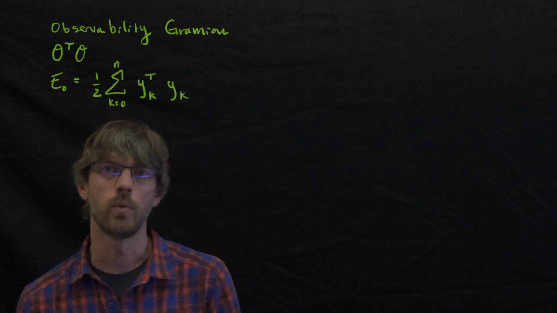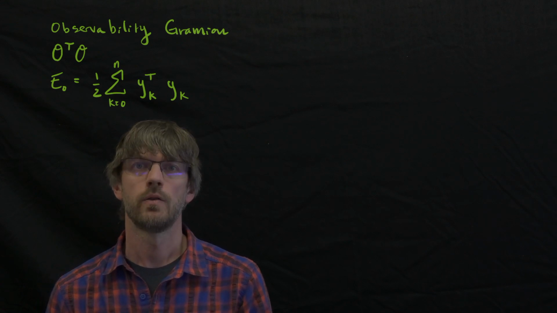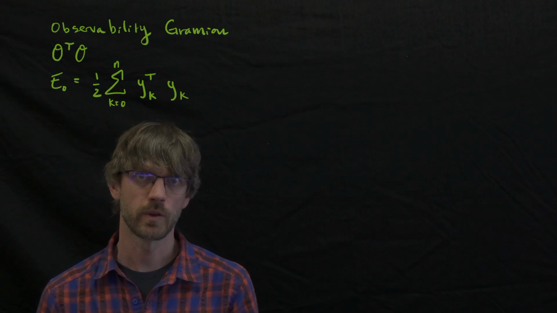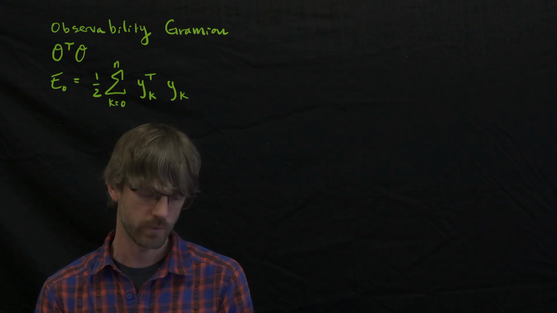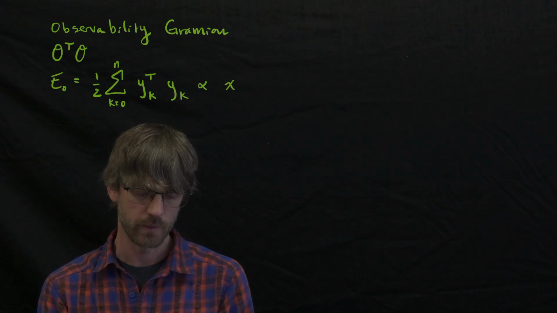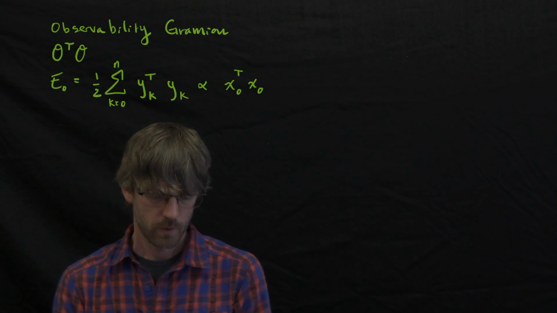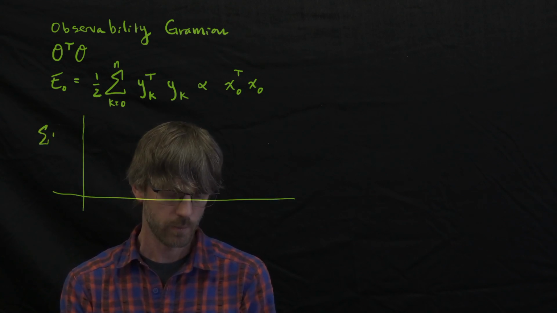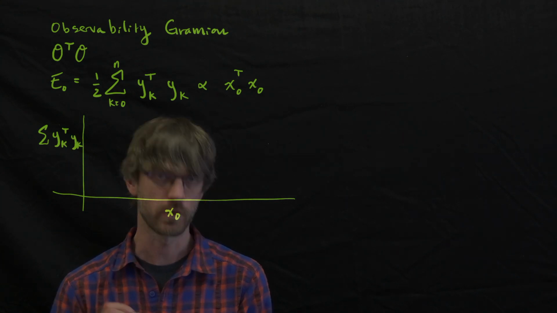Now let's think a little bit about what this means. We'll derive it much more explicitly in a moment, but those measurements y are going to be proportional. In this case, we're working with linear systems, so they're going to be linear proportional to the initial condition. That means that that y transpose y is going to be proportional to the initial condition transpose times itself. So if we were to think about what that looks like visually, we can make a plot of our sum of our measurements as a function of the initial condition.